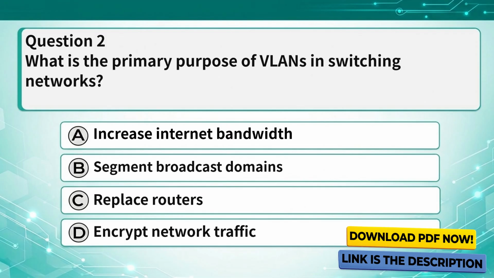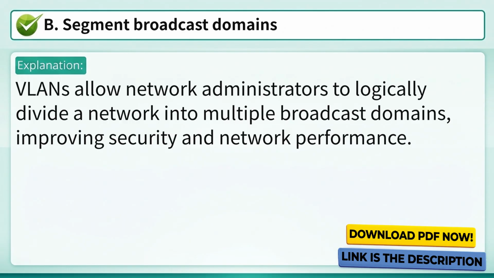Question 2. What is the primary purpose of VLANs in switching networks? A. Increase internet bandwidth. B. Segment broadcast domains. C. Replace routers. D. Encrypt network traffic. Correct answer, B. Segment broadcast domains. Explanation: VLANs allow network administrators to logically divide a network into multiple broadcast domains, improving security and network performance.